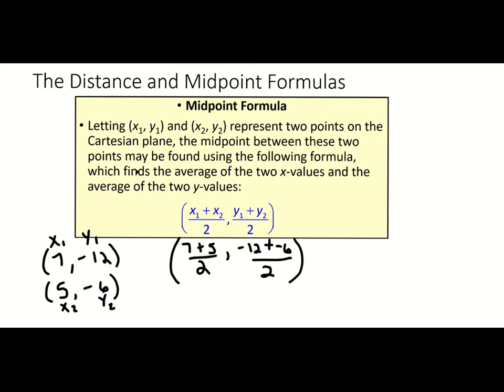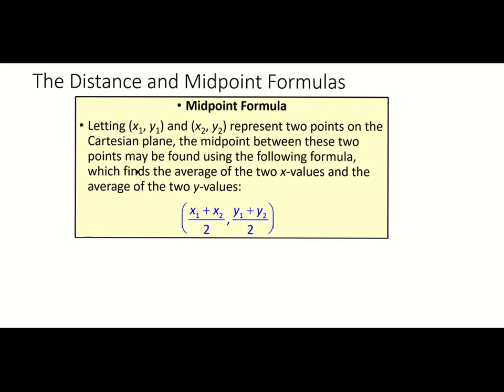7 plus 5 is 12. 12 divided by 2 is going to give me 6 for my x value. And then -12 plus -6 is going to give me -18 divided by 2. So my answer would be -9. So my midpoint between 7, -12 and 5, -6 would be 6, -9.